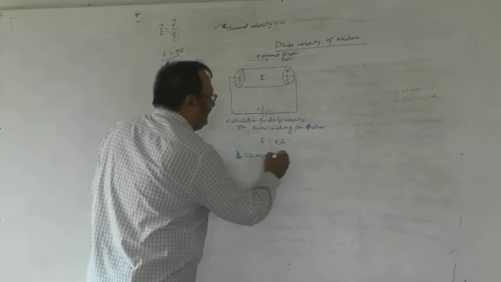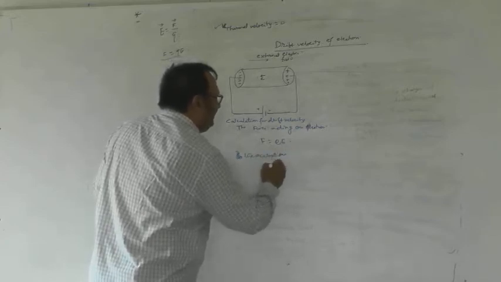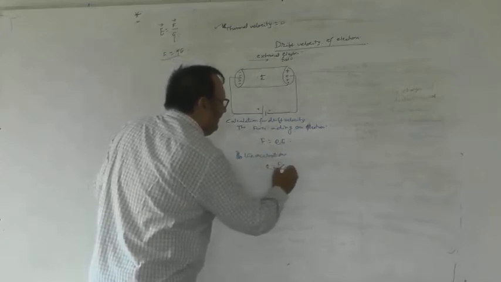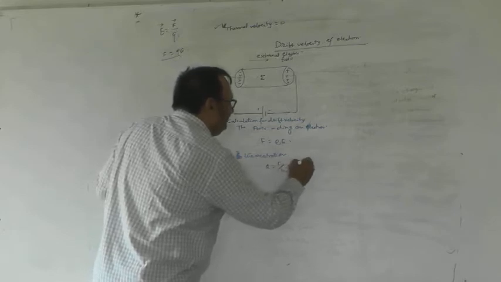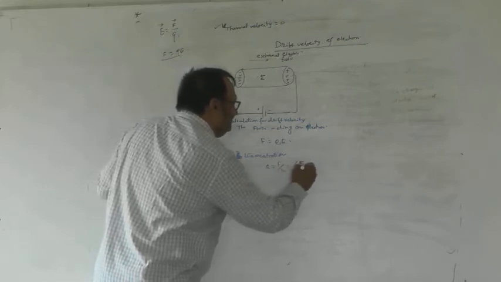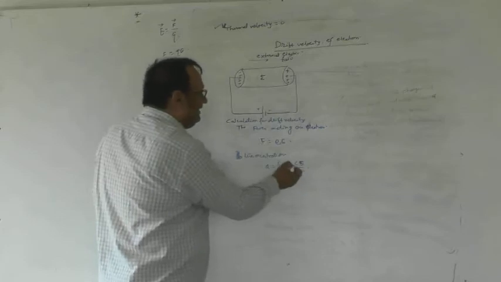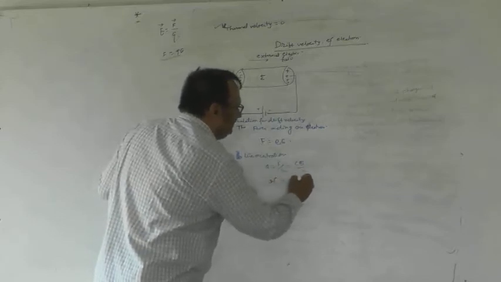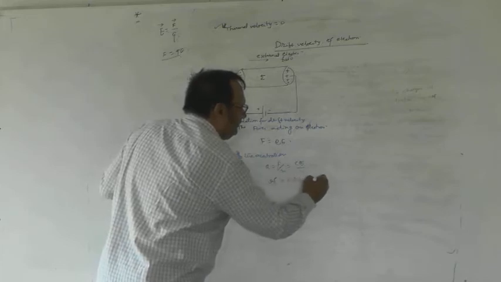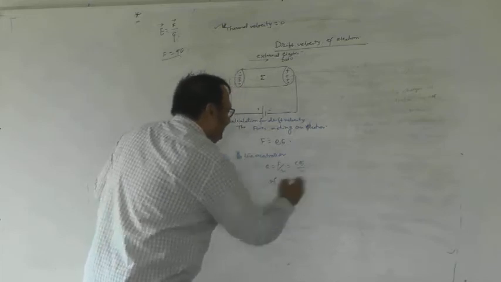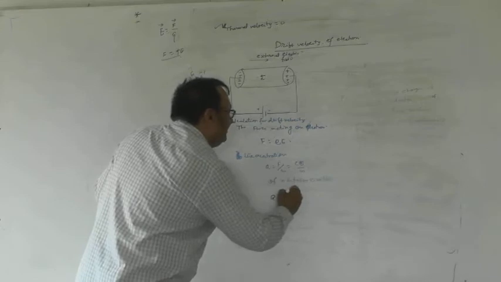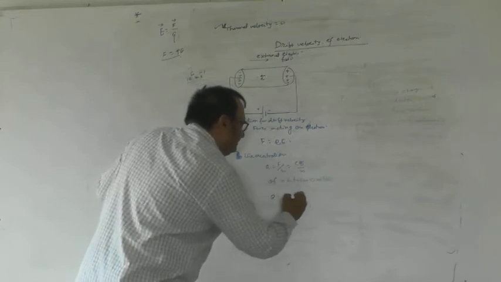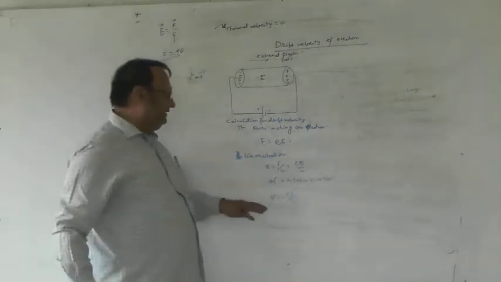So the acceleration a is equal to F by m, which is eE by m. If the charge is taken negative, then what can we write? a is equal to negative eE by m.